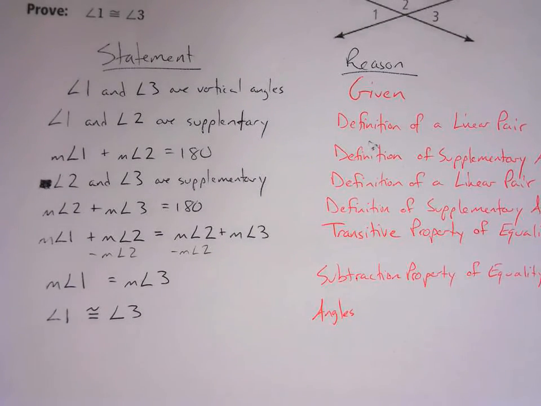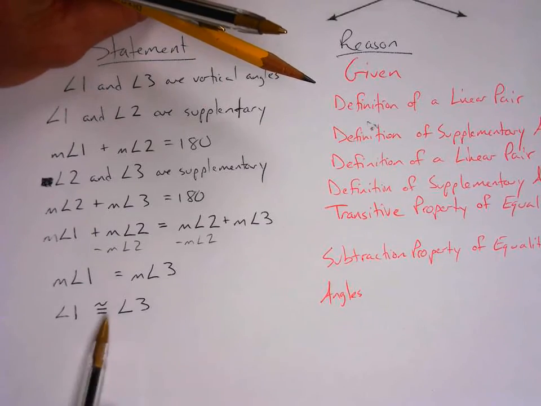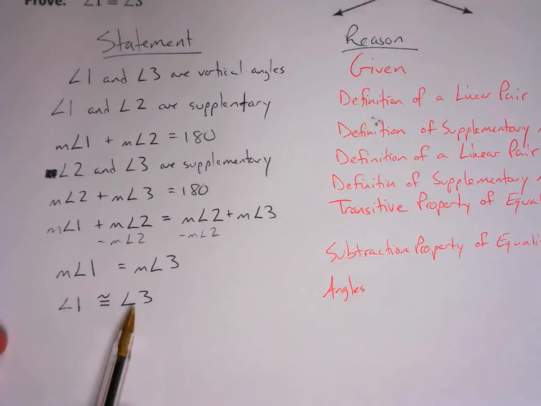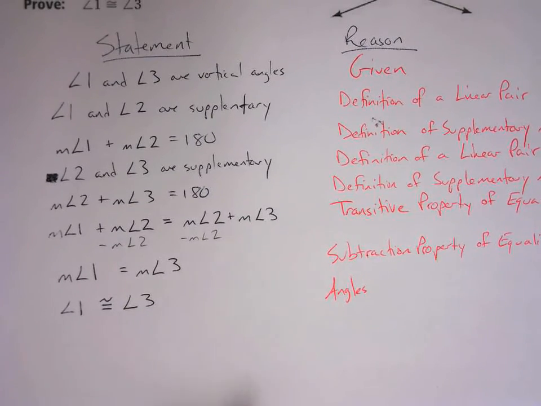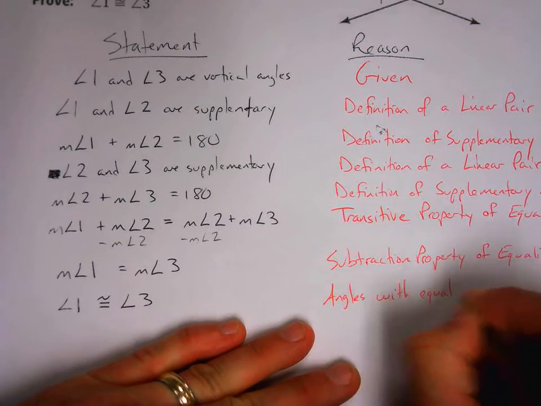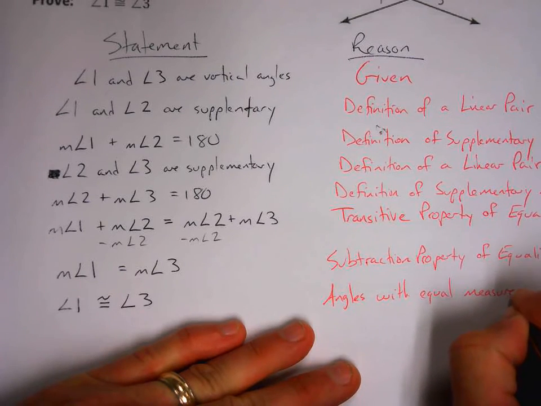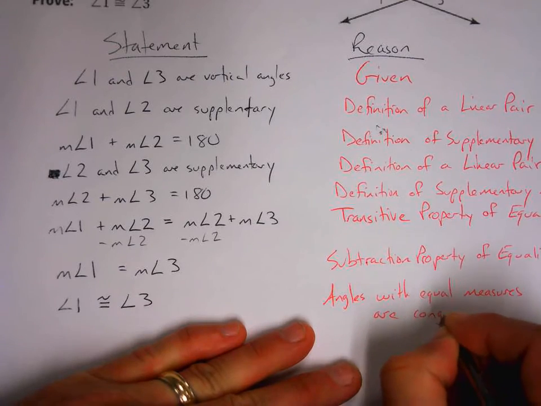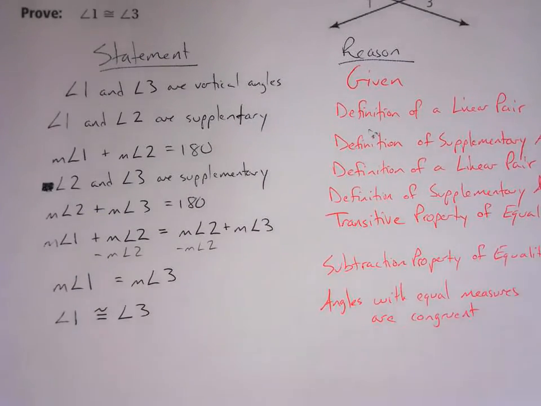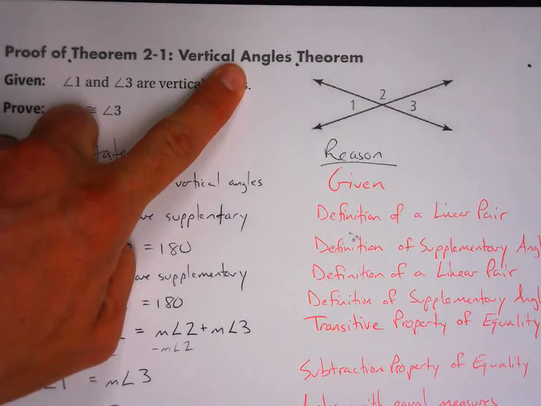But anyway, back to the proof. So how do we finish this thing? We're looking to prove that two angles are congruent, right? So if their measures are equal, then the angles are congruent. So we have to say angles with equal measures are congruent. Right? So we have to use that statement. Now we have proven, signed, sealed, delivered, that angle 1 is congruent to angle 3. So we know now that vertical angles are congruent.